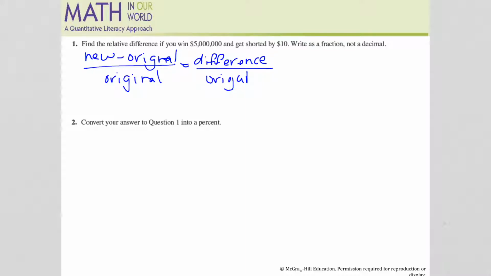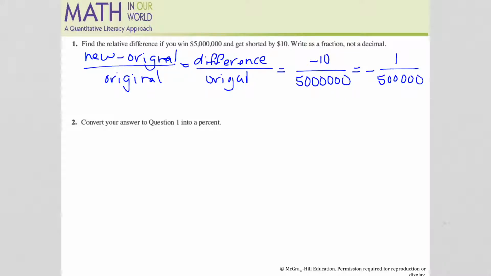Okay, so in this case, we don't have a new minus original. We just have that we were shorted by $10. So the difference is going to be $10, but we were shorted, so we subtract. And the original amount is what you were supposed to get, $5 million. And if we reduce that fraction, we get 1 over 500,000. So that is your relative difference.